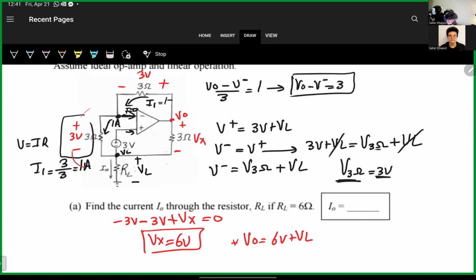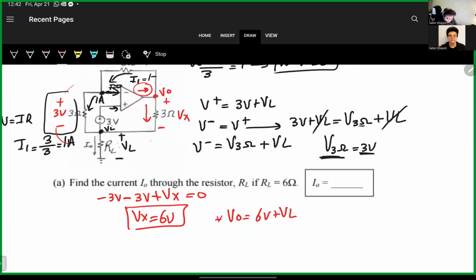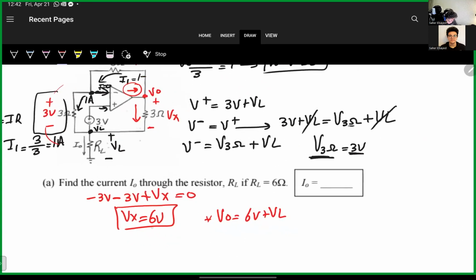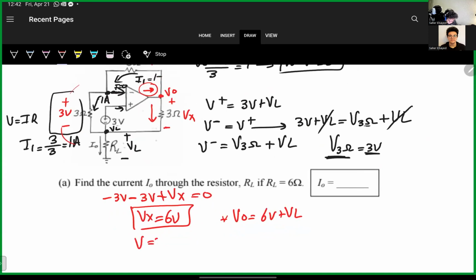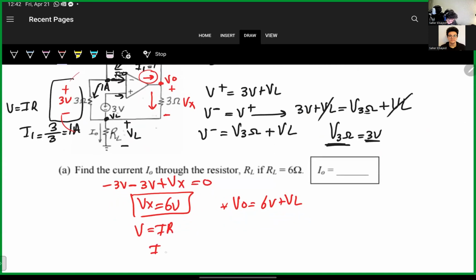Okay, so we know this now. Now we need to figure out the current across here. It's going to be the sum of this, like a KCL here. But we don't know this current either, right? But we know Vx is 6. Using V equals IR, the current is V divided by R. V is 6 divided by R, which is 3. So the current is 2 amps. So the current here is 2 amps.